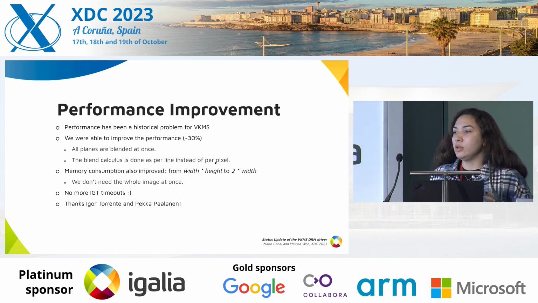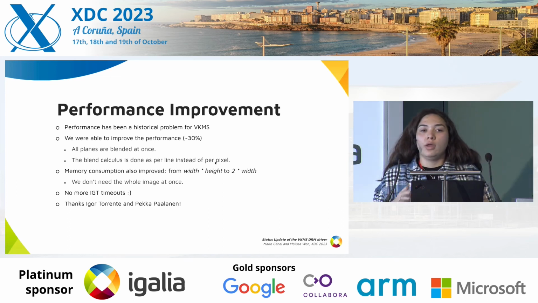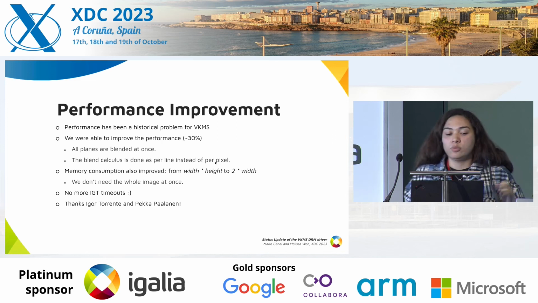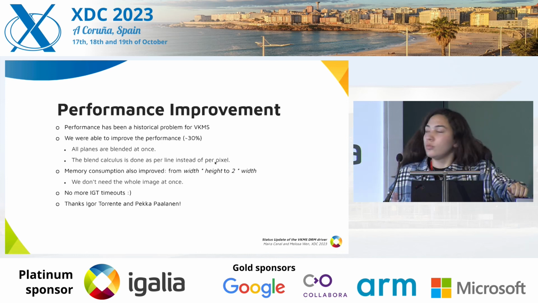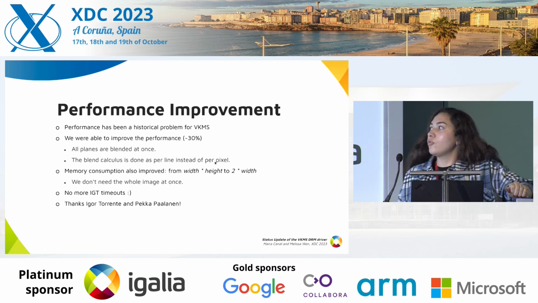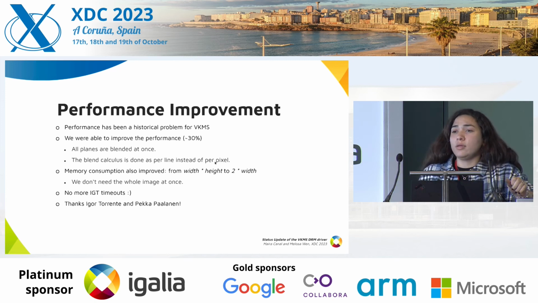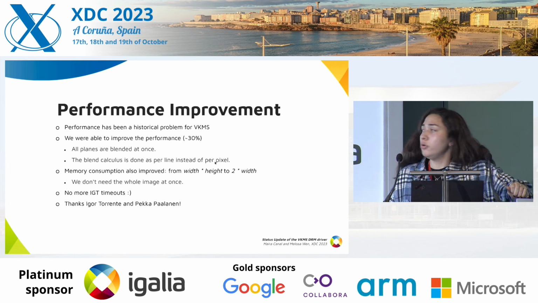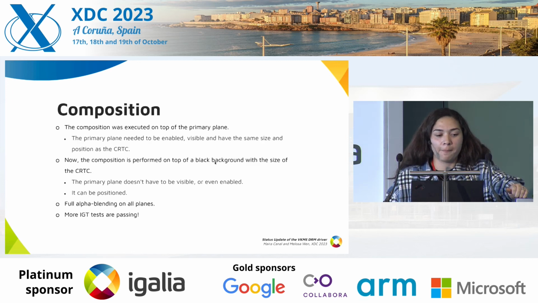Also, we had a memory consumption update because we used to need the whole image at once, which means that we needed a buffer of width times height. And now we only need 2 lines with the size of a width, which means a memory consumption of 2 times width. And this also means that we have fewer IGT timeouts, because due to the performance, we had plenty of IGT timeouts, and now they are pretty rare. So this is really awesome. So thanks Igor and Pekka for working on this nice feature for VKMS.